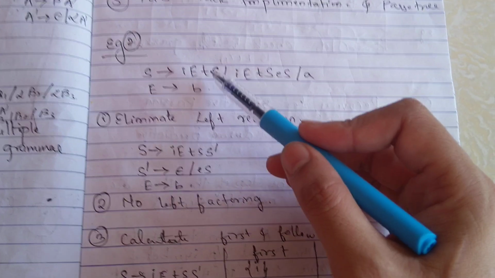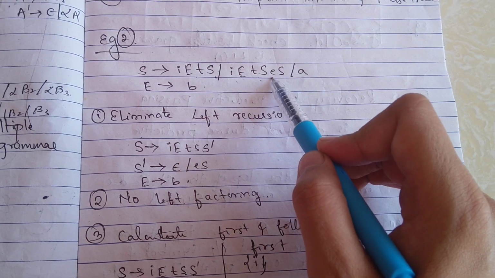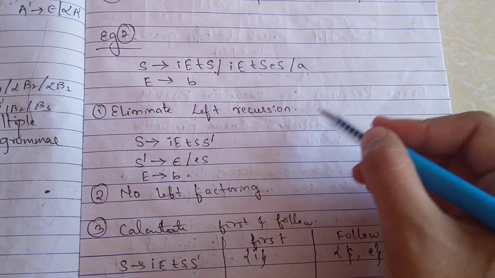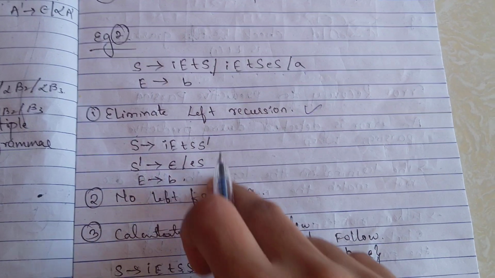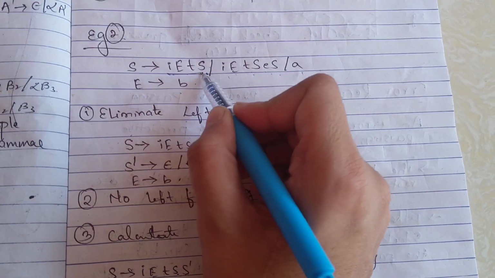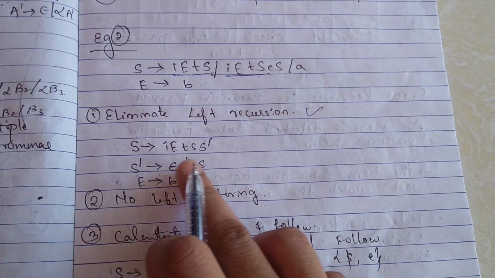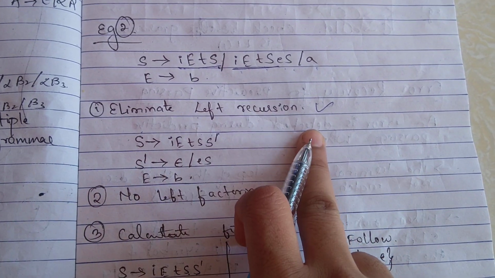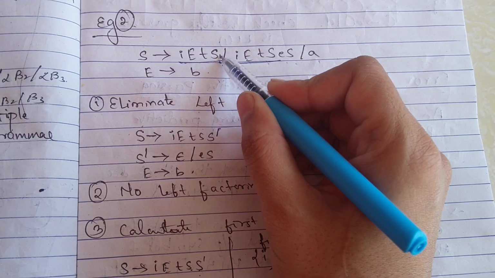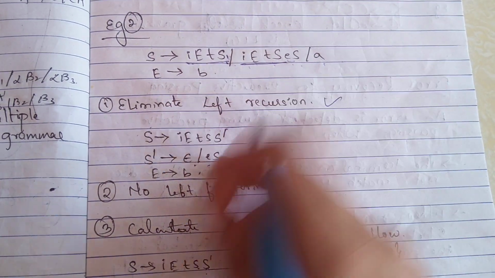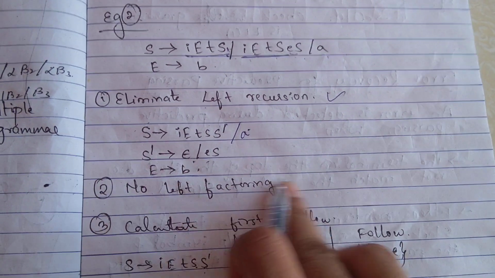S tends to i E t S, or i E t S e S, or a, and E tends to b. We already went through eliminating the left recursion in the previous class. See here which are the common parts: up to here and up to here. So we introduce one more symbol S dash, to eliminate the left factoring. S dash tends to epsilon or e S, and a will be in this particular case only. So here there is no left recursion.